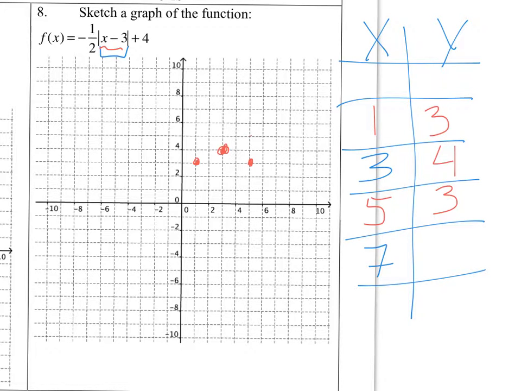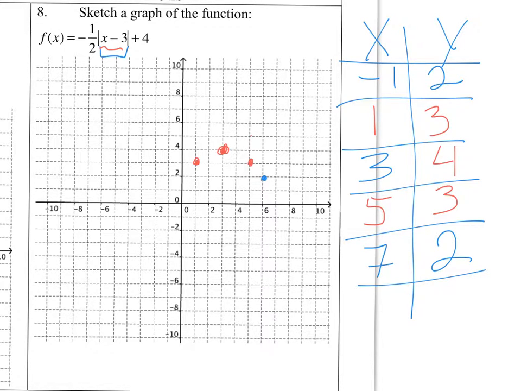7 minus 3 is 4. -1/2 times 4 is -2 plus 2 is 2. I'm sorry, plus 4 is 2. All right, and then down to -1. -1 minus 3 is -4. Absolute value is positive 4. Times -1/2 is -2. Plus 4 is 2.